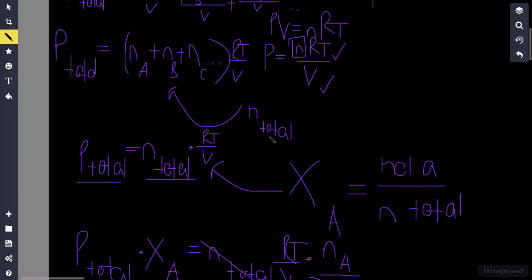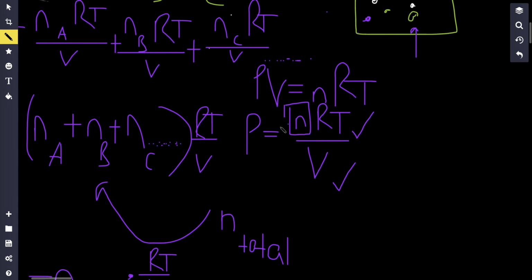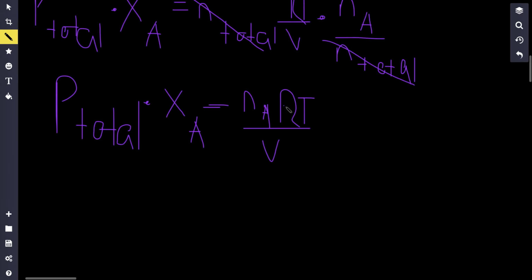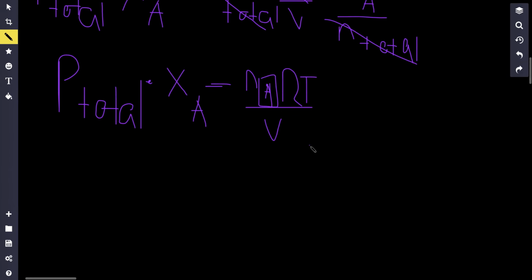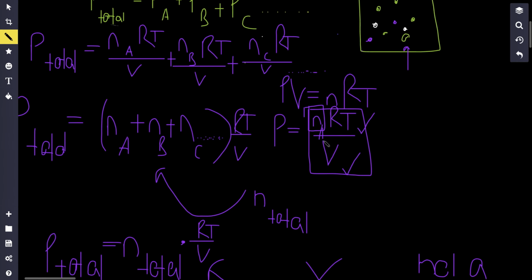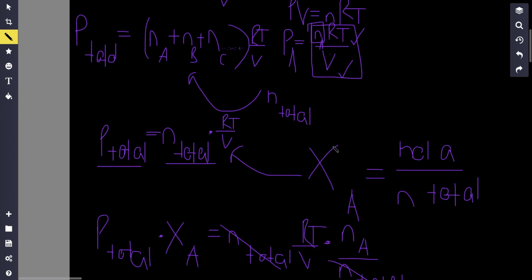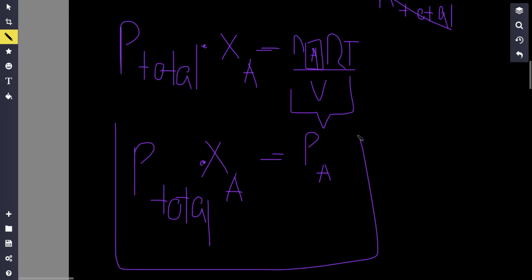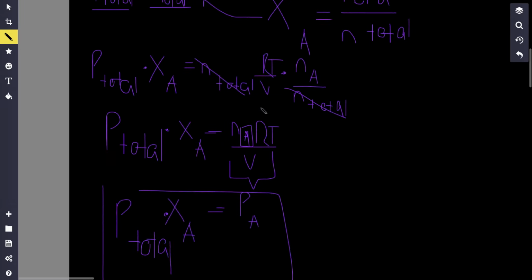Remember when you're doing PV equals nRT, when you divide both sides by V, you get that P is equal to nRT divided by V. So in this case, guess what I have? nRT divided by V, and because I'm using moles of A, all of this is going to be equal to P, the pressure for gas A. Because if we have n moles of A, that's going to lead to the pressure for A. So PA is going to be equal to P total times the mole fraction. And that's our proof. Nice.